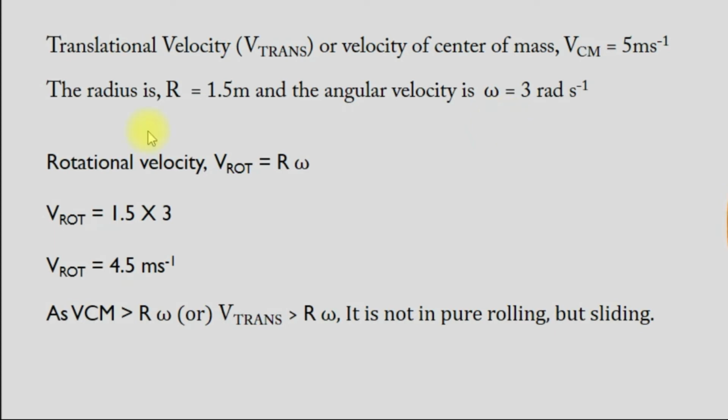The rotational velocity, we know the formula as V rotation is R omega. So V rotation is equal to 1.5 into 3, which is 4.5. So you see the value 4.5 is less than 5, that is V rotational is less than V translational. Hence it is sliding and not rolling.